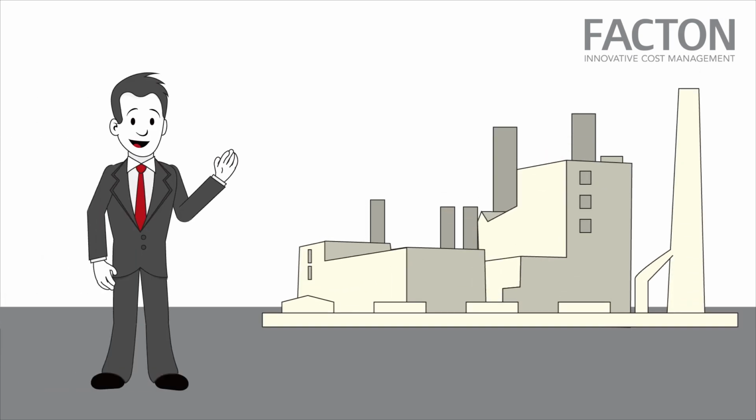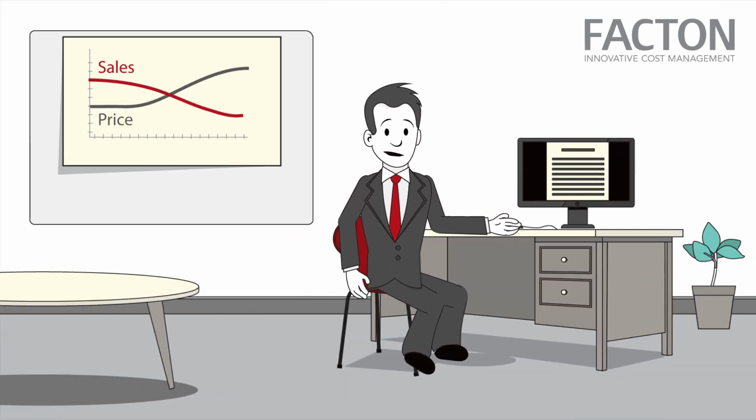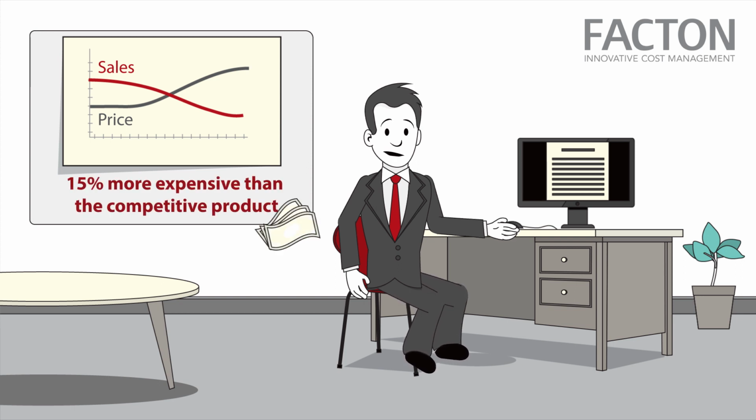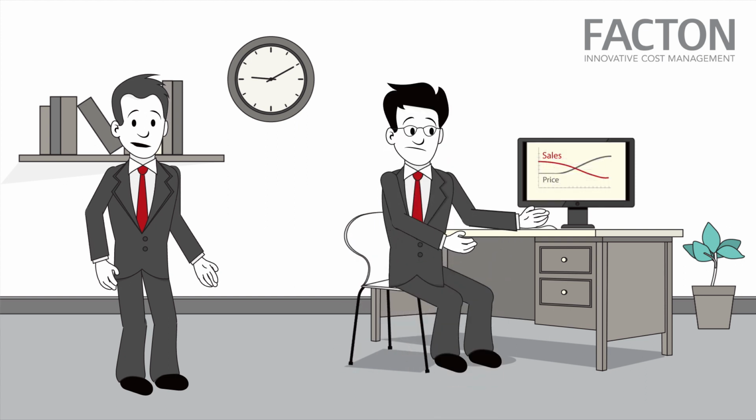Tom is CEO of an international manufacturing company. When running a competitive analysis, he discovers that his top-selling product line has fallen off the charts in sales and is now 15% more expensive than the competitive product. Tom instructs the product manager, Bob, to get to the bottom of this matter.